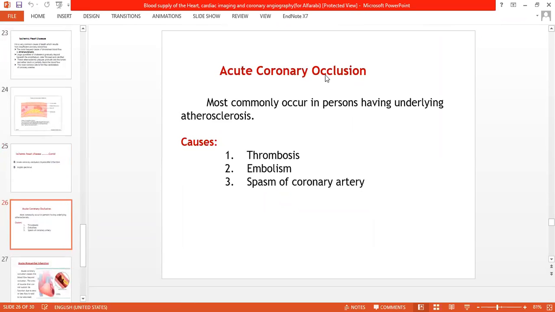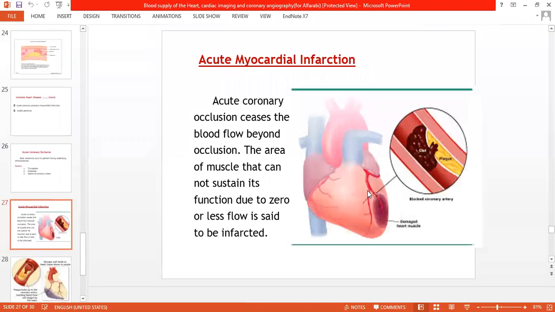Okay. Acute coronary occlusion most commonly occurs in a person having underlying atherosclerosis. From atherosclerosis, the causes can be thrombosis or embolism, or sometimes even spasm of the coronary arteries. Anything can lead to acute coronary occlusion.